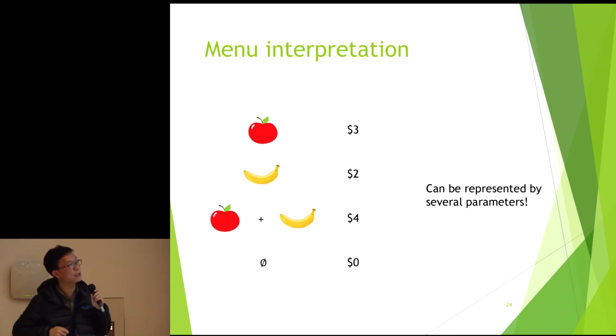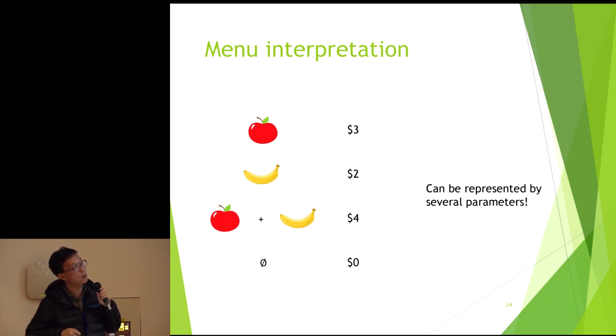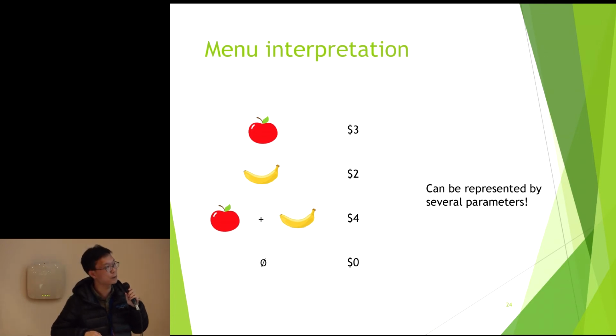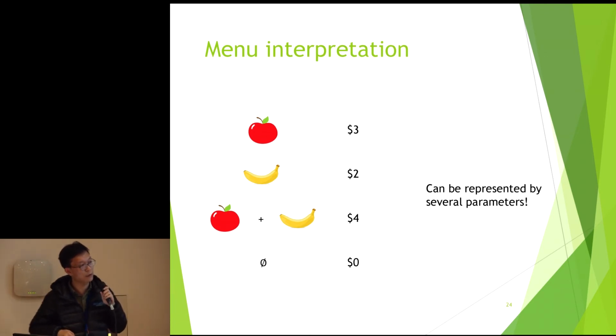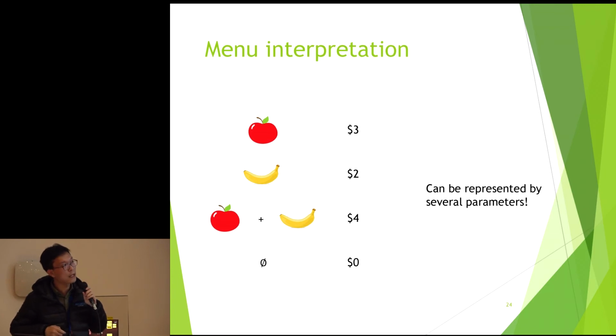So here's an example of a menu. Suppose that the seller tells the buyer, "I have an apple and a banana for sale. You can buy an apple for $3, or a banana for $2, or both of them for only $4." And of course, you can just buy nothing and pay nothing.